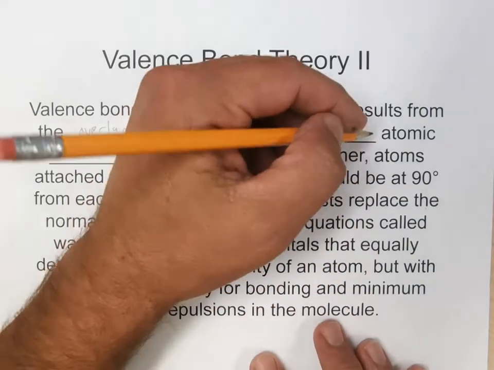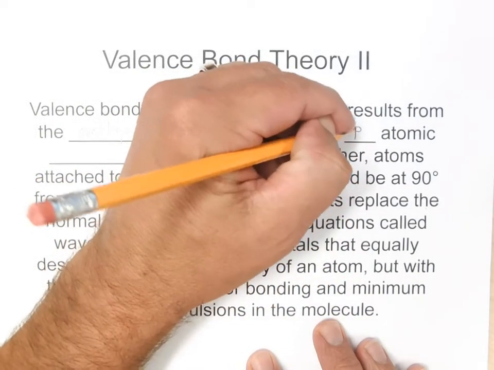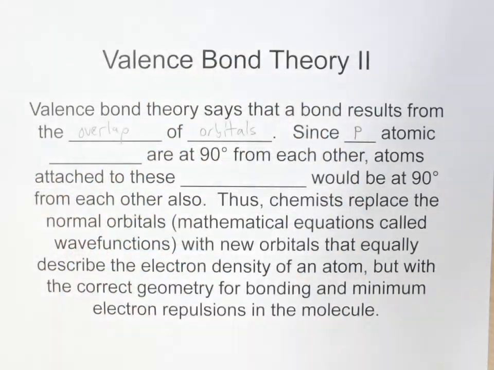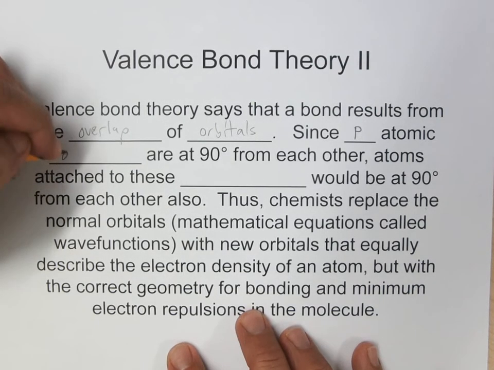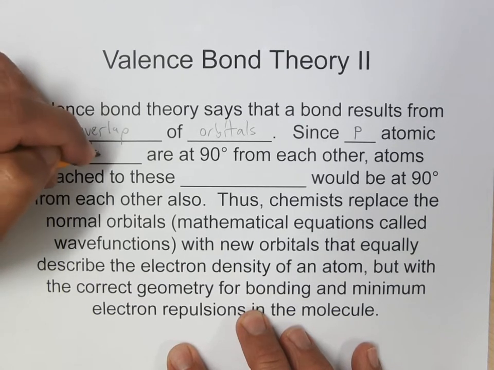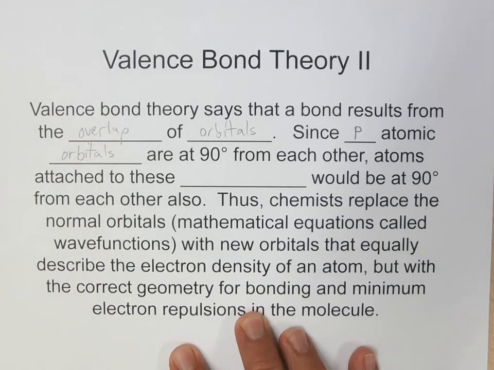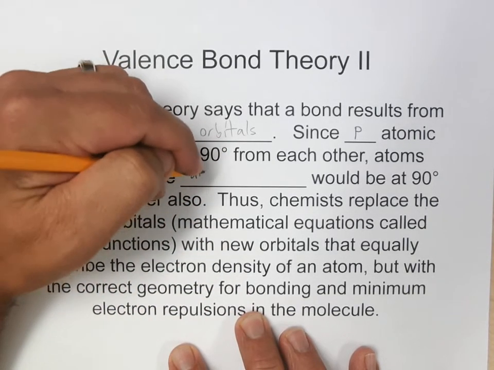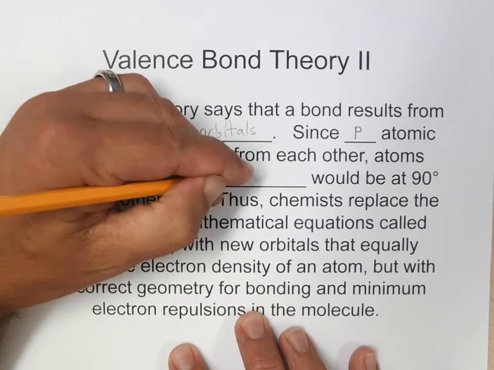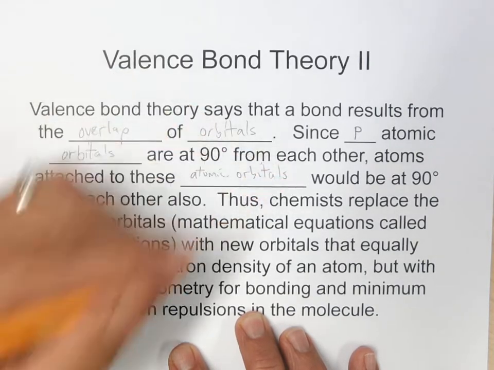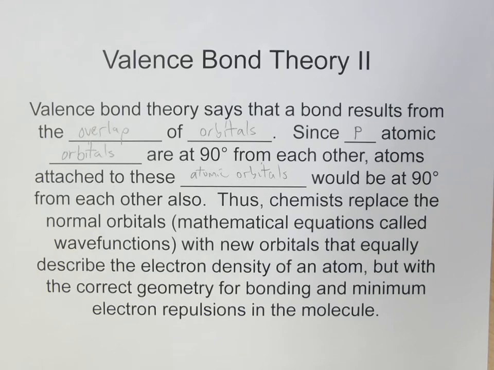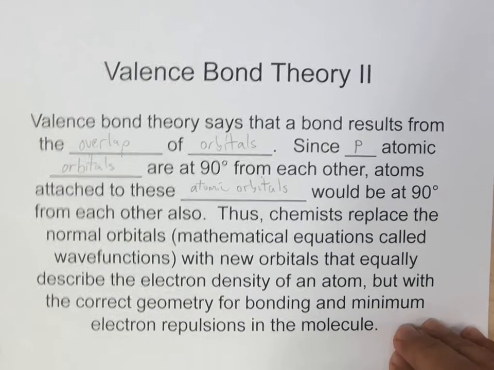Although when they started to think about the geometry of molecules, they ended up with a little problem. Because since the p atomic orbitals are 90 degrees from each other, if you attached atoms to these atomic orbitals, the bond angle there would be 90 degrees from each other also. So let me show with a quick picture what I mean by that.